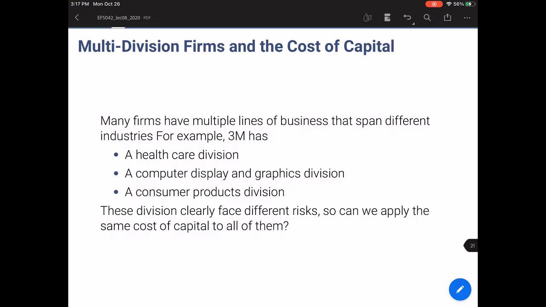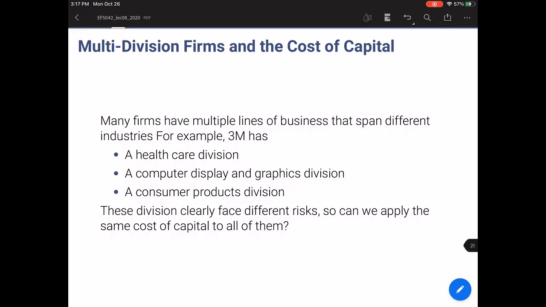So the example I present to you here is 3M. I used 3M before. 3M is a conglomerate that makes things such as office supplies to also medical devices. As I explained here, it has a healthcare division, it has a computer display and graphic division, and it also has a consumer product division. And when you try to come up with a proper discount rate to evaluate the cash flow of each of these divisions, it would be wrong to use an overall beta for the firm to evaluate these divisions.